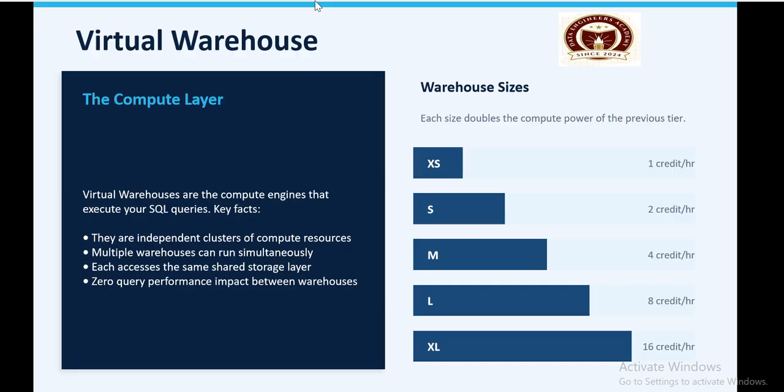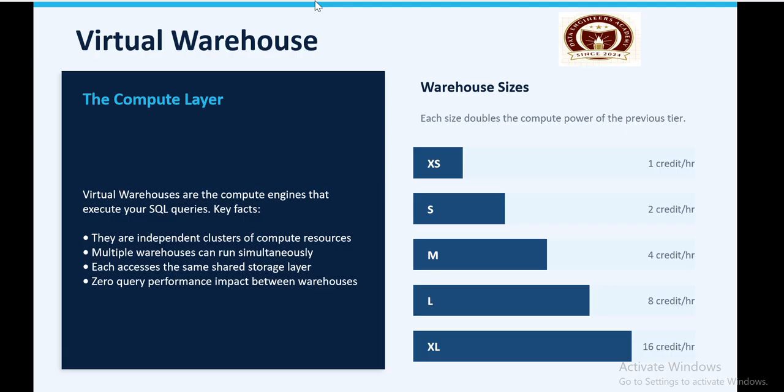In database storage, we are storing data. In virtual warehouse, we are running queries. Virtual warehouses are the compute engines that execute your SQL queries. They are independent clusters of compute resources, meaning each warehouse has its own compute. One warehouse does not use another warehouse's CPU or memory. And multiple warehouses can run simultaneously, meaning many teams can work at the same time, with no waiting for resources.